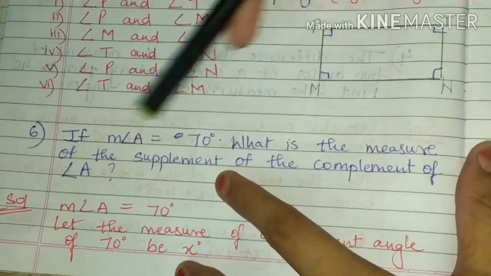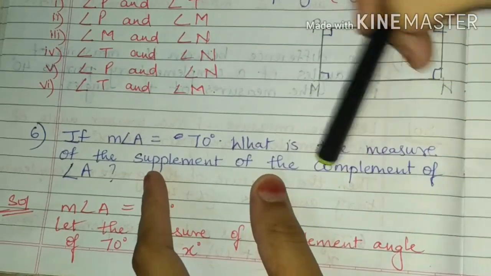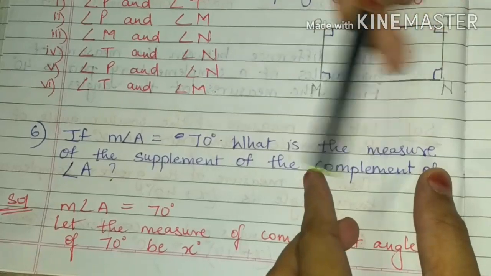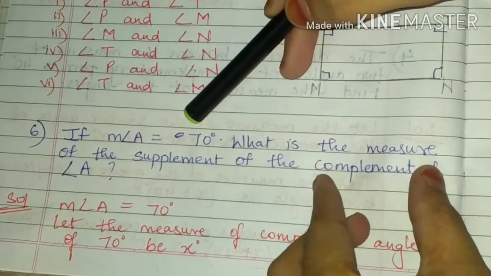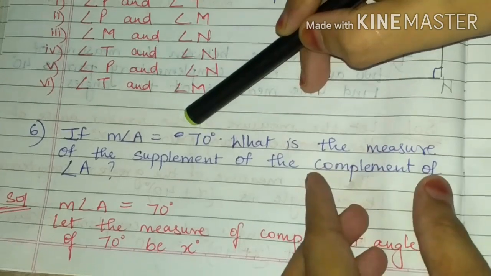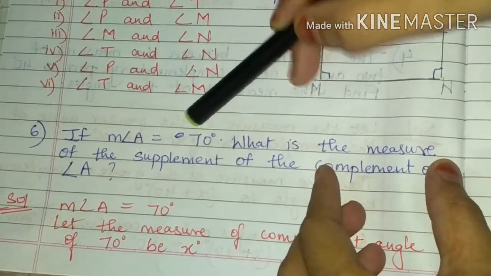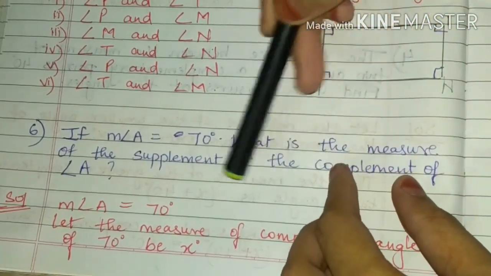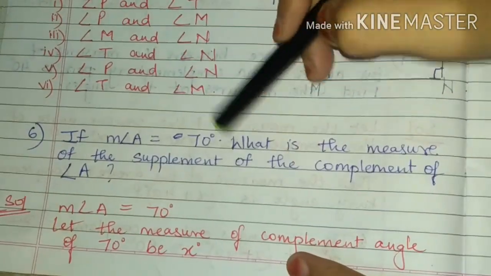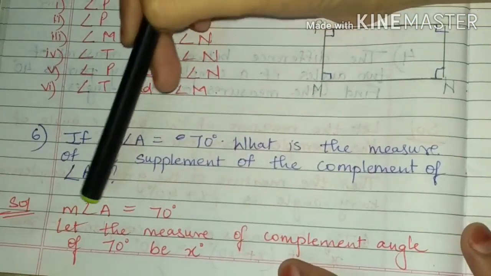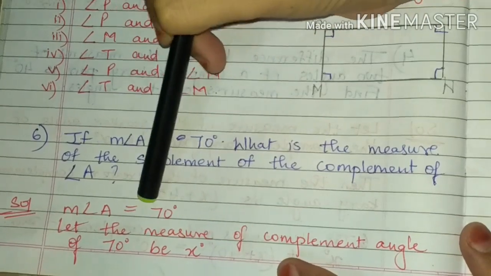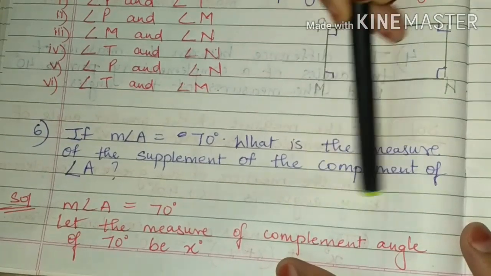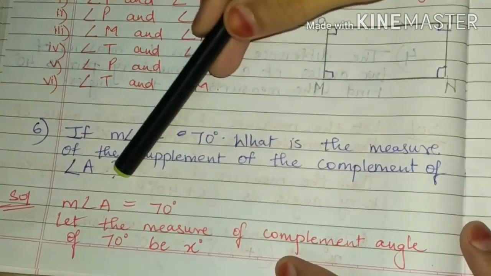It means A is 70. First, what will we find? The complement of A. If we get the complement of A, that will give a certain measure, and from that complement of A, we have to find the supplement. Okay, you are getting confused, I know. See, the measure of angle A is how much? 70. This is given. Now what will we find? We will find the complement of angle A.